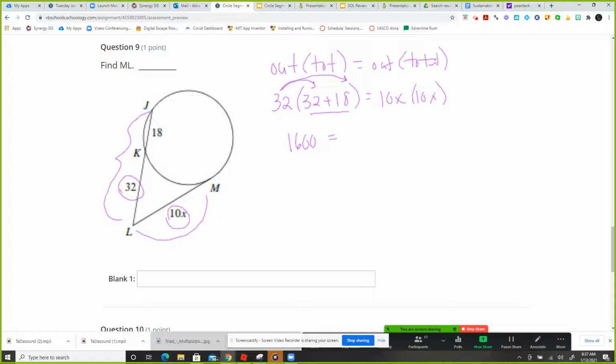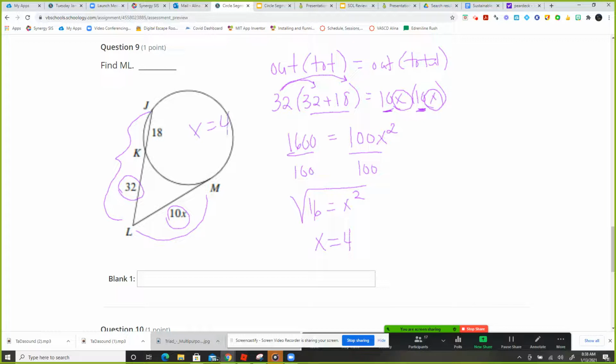So if you're still working, look up at my screen for a minute. 10x times 10x, I've got to multiply my 10s to get 100 and multiply my x's to get x squared. Did everybody get 1600 equals 100x squared? Hopefully. We're going to want to divide by 100. Divide by 100. 16 equals x squared. Take the square root of both sides, and x equals 4.